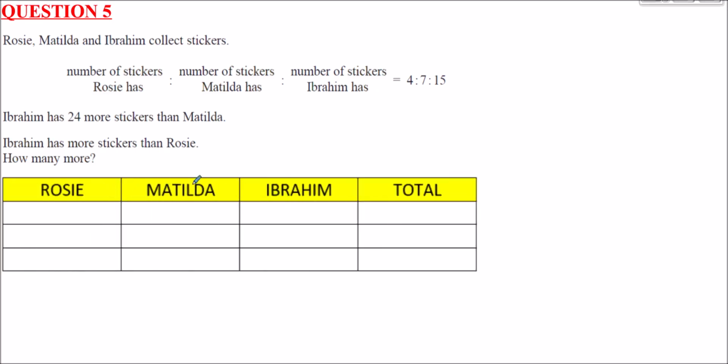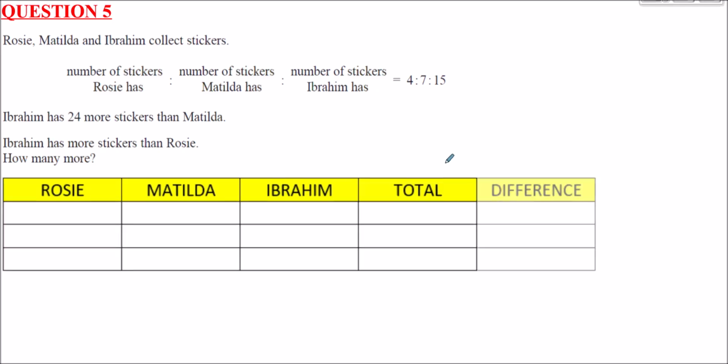So Rosie, Matilda and Ibrahim, then a total column, but because we can see here we're talking about differences between one person and the other, it might be worth including an extra column just called difference. So let's just populate with information, then we can tackle the last bit of the question when we come to that. So first of all, Rosie, Matilda, Ibrahim is 4, 7, 15. That gives us a total of 4 plus 7 plus 15, which comes to 26.